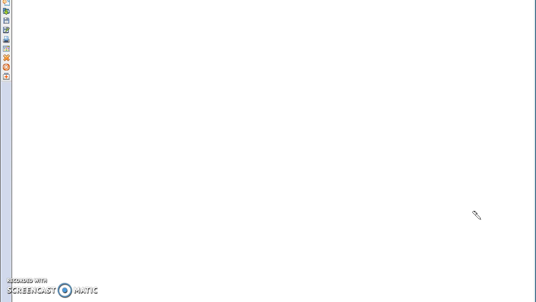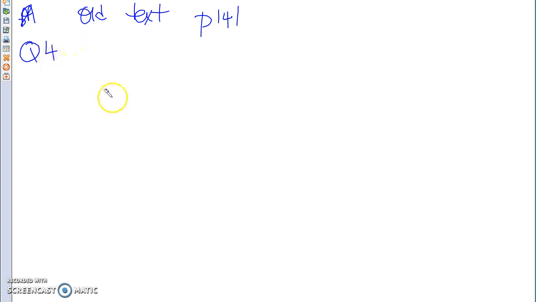Okay, so we are going to do a couple of questions dealing with ratios. So let us start with those. The question that I want to start with is as follows. This is from the old textbook, page 141, and the question that we're going to do is question number 4.